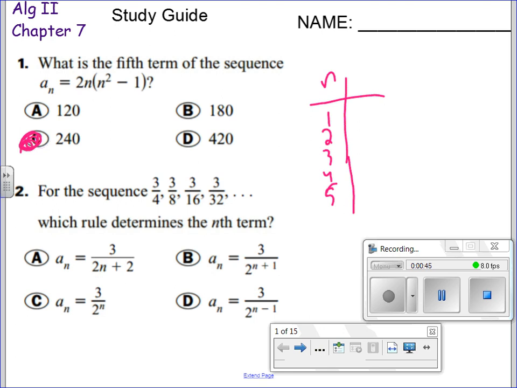All right, number 2. Here's the sequence. Which rule would determine the nth term? I would just try the different sequences. These are really weird equations. They're not really geometric. They're not really arithmetic, so I would just try the different numbers. Keep in mind to assign the numbers 1, 2, 3, and 4 to the terms, and just see which formula works. So it's B. We good on 1 and 2?